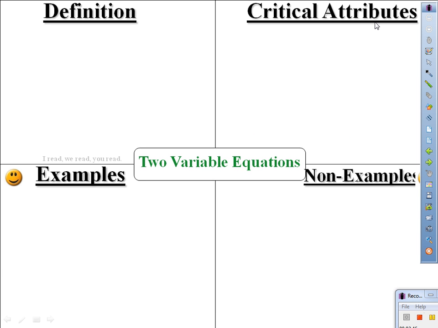Two variable equations, that's our concept for today. So write that in your Frayer model. Now, before I give you the definition, I'm going to have you think a little bit. Think back to the definition. Don't say it out loud. Keep it to yourself. Think about the definition for one variable equations. It should be a simple one. All right, talk it over with your neighbor. What would be the definition for one variable?